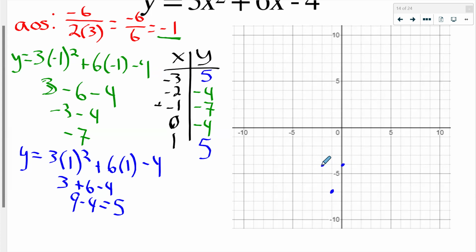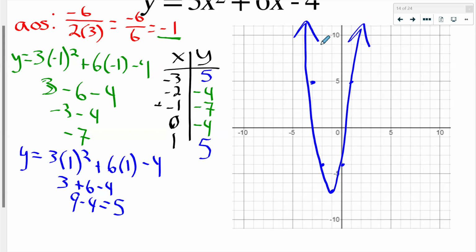Again, they're symmetrical. We're going to go -3, 5. 1, 2, 3, 1, 2, 3, 4, 5. And then we're going to go 1, 5. Again, as you can notice, these points are symmetrical. What we are going to do now is create our parabola. Make sure you draw your arrows on the end.